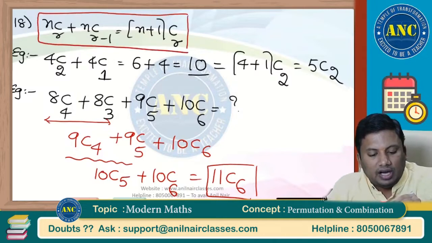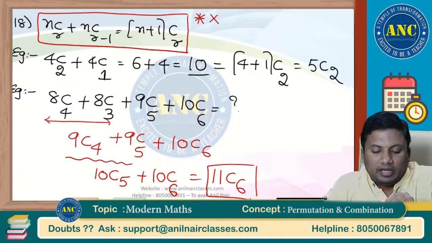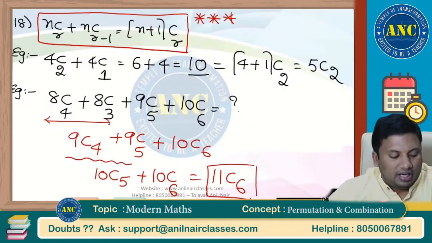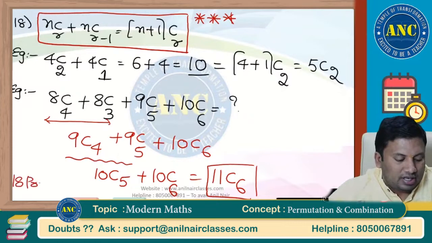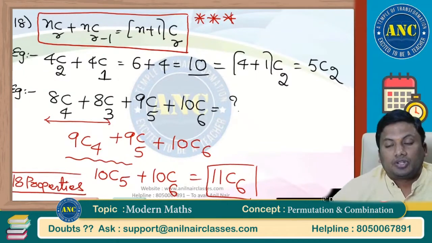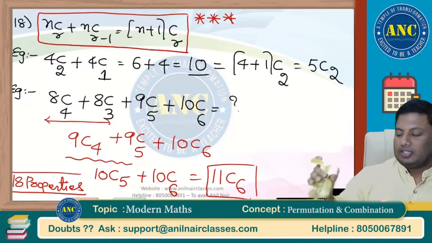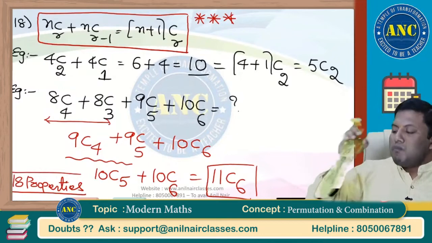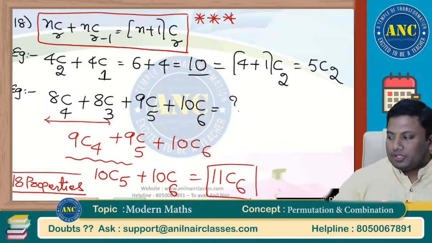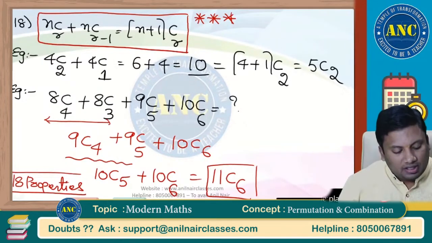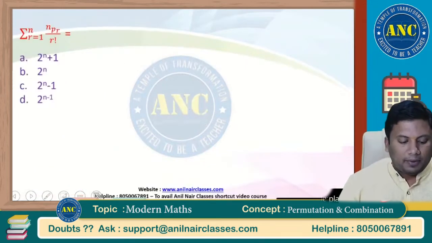Please write down: nCr plus nCr minus 1 is equivalent to n plus 1 Cr. These 18 properties are extremely important to solve problems where there is an application of a property. I hope the idea is clear. Now we'll solve a lot of problems based on properties. In your examination, there will be some questions based on properties.